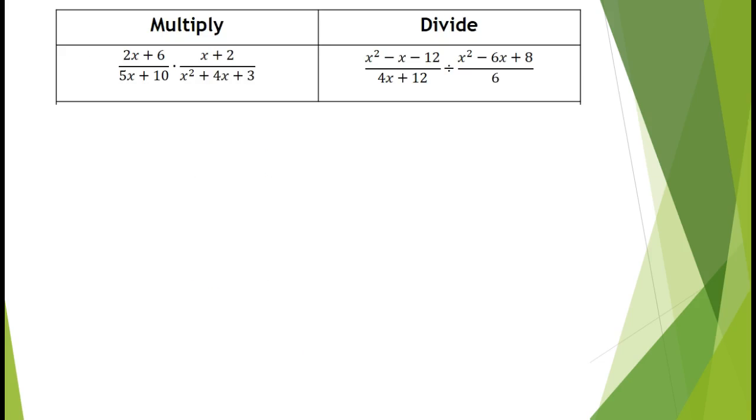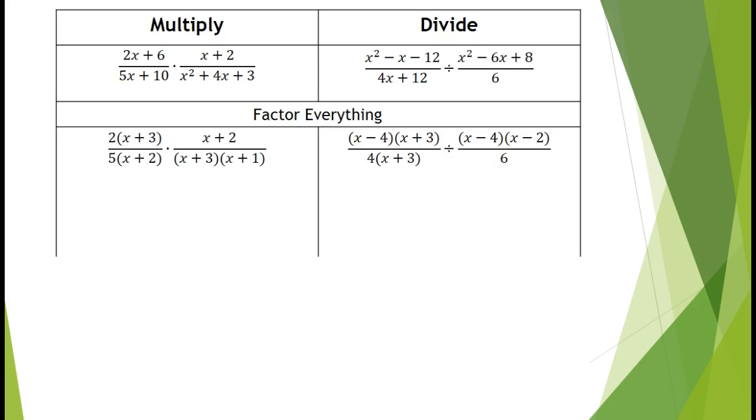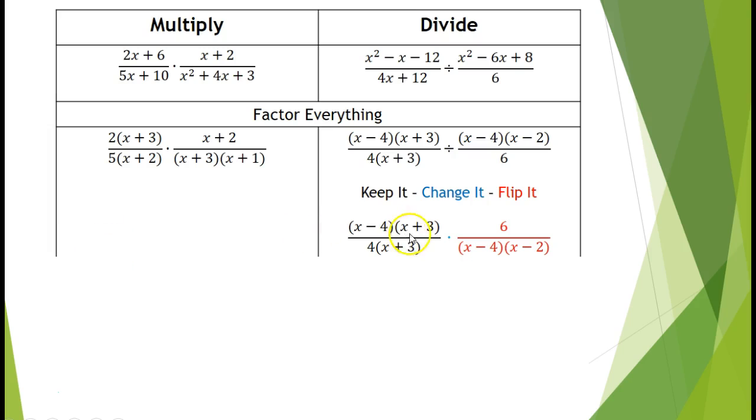Now, here are two examples. I wanted you to see multiplication and division side by side. In both cases, we begin by factoring everything, and I've done that here. Now, division has an extra step. We keep it, change it, flip it. We keep the first expression as is. You see that here. We change the division to multiplication, and we flip the second expression.